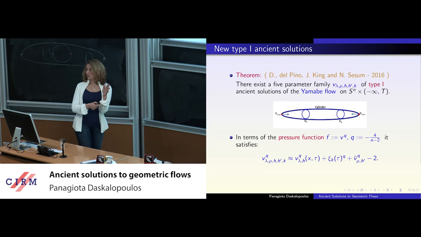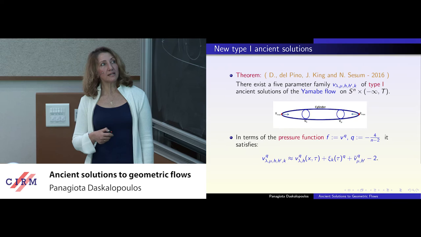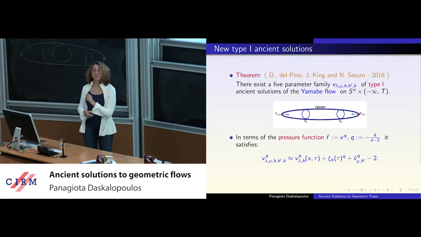And how it works, it turns out that the trick here is to work in terms of the pressure function, which is the solution to this negative power. And more or less, the pressure of that guy is the sum of the three things minus two, again, the pressures. And why minus two? Because in the middle, this is one, this is one, this is one. Three minus two gives one, which is the cylinder.